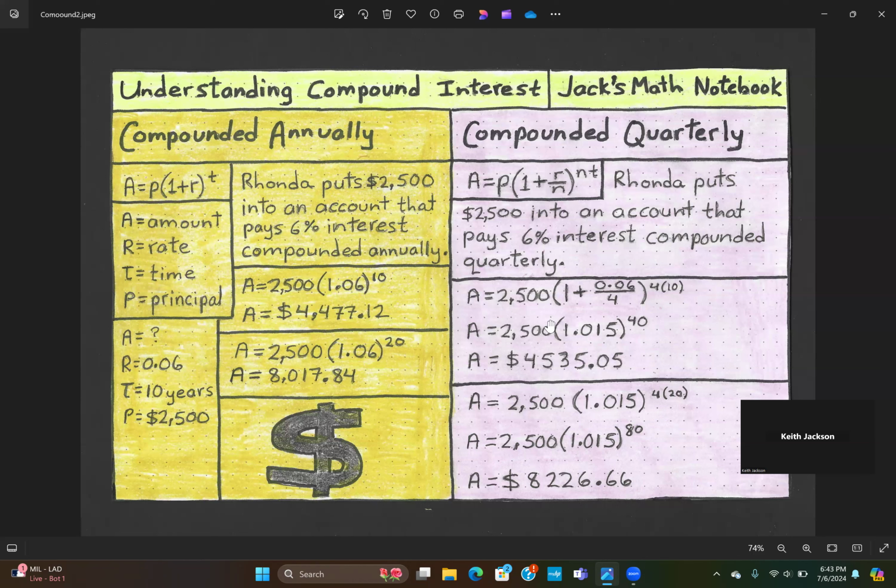If you notice, this amount is slightly higher than this amount right here. So compounding semi-annually or quarterly, you will get a slightly higher amount than when you compound annually. You have received a lot of information. I wouldn't blame you if you need to pause this video and give everything a once-over, or replay this video as many times as you need to gain a deeper understanding of what it means to use compound interest annually and quarterly.